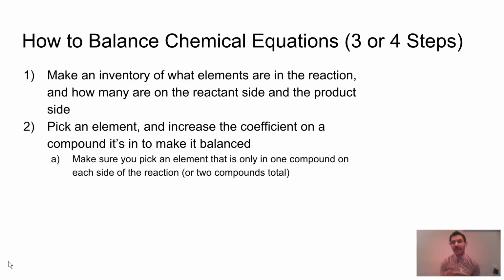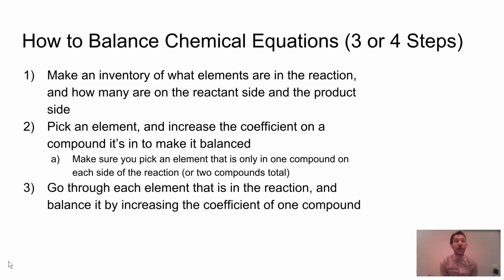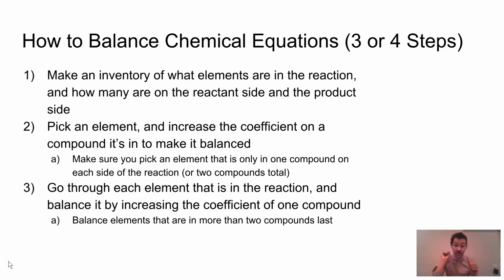And so we want to make sure that we pick an element that is only found in one compound on either side of the reaction. If it is present, for instance, in 2 places on the product side, we want to ignore that compound and try balancing that one out last. And so we're going to go through each element that is in the reaction, working to balance those out by increasing coefficients on one of the compounds in the equation. And so again, if an element is found in more than one compound on either side of the reaction, we want to work on balancing that one last.